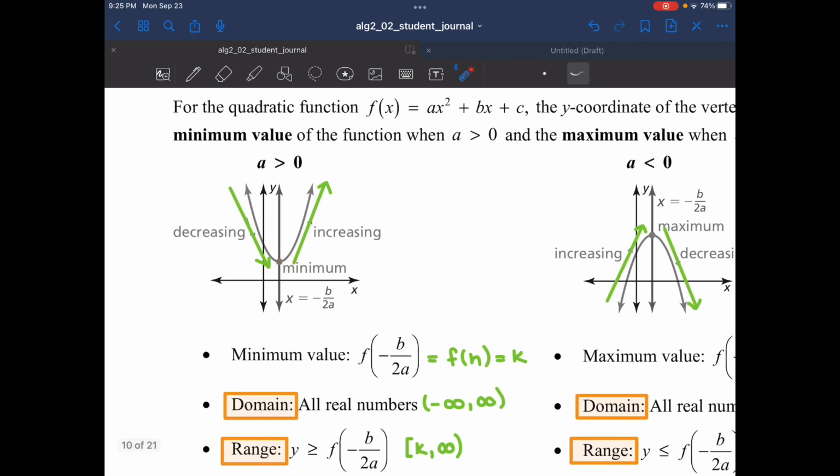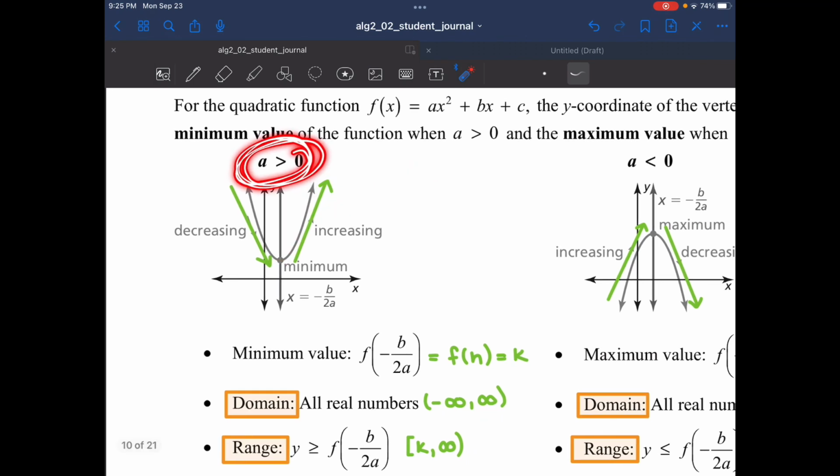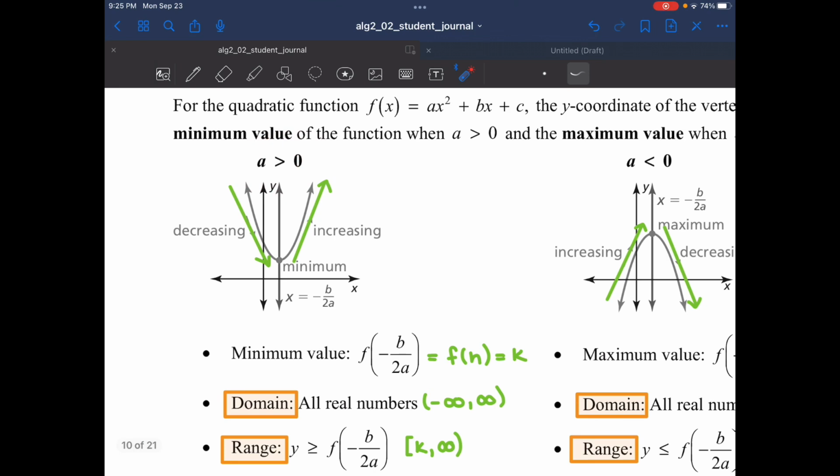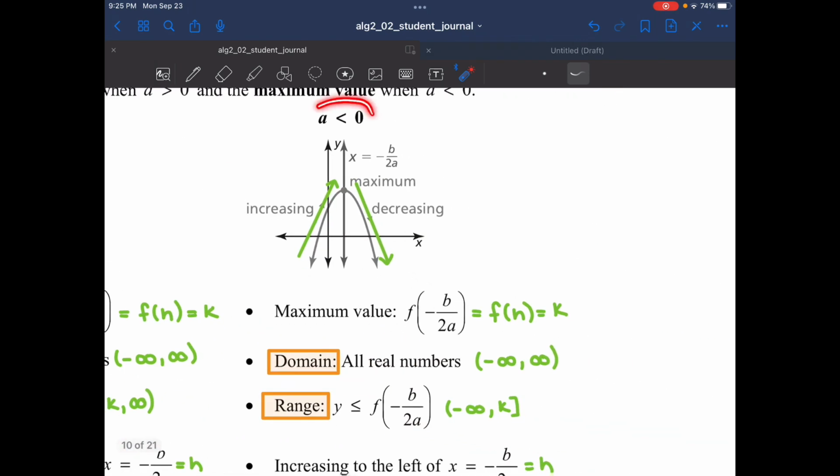Then our increasing is going to be from our h value to positive infinity for a function like this. So remember, this is when a is greater than 0. You don't need to graph this to see this. Same thing with this one, except for a is less than 0. We are increasing from negative infinity to our h value.